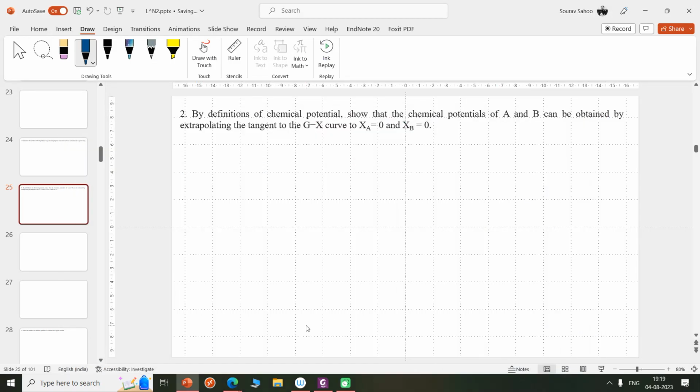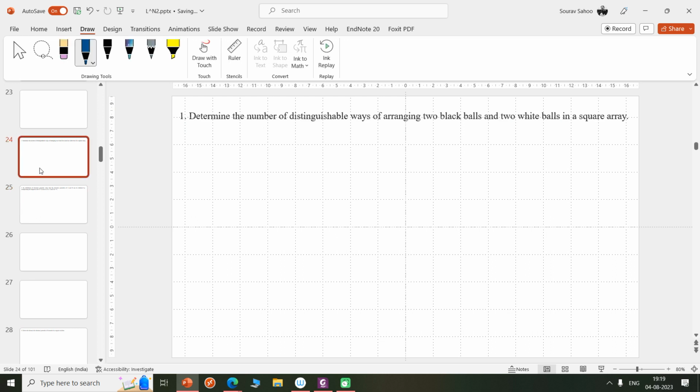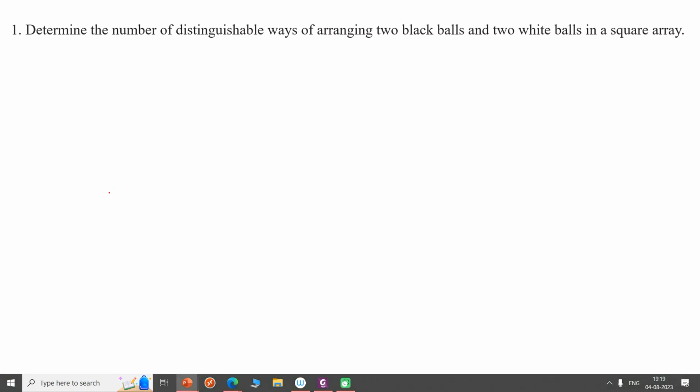So we start out with the first question, which is: determine the number of distinguishable ways of arranging 2 black balls and 2 white balls in a square array. Right. So this is a very rudimentary or fundamental combinatorics problem. So the number of black balls is 2, and the number of white balls is 2 as well, right? So we are arranging them in a square array of 2 by 2, let's say.